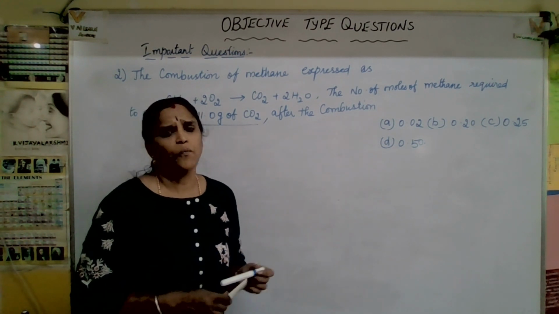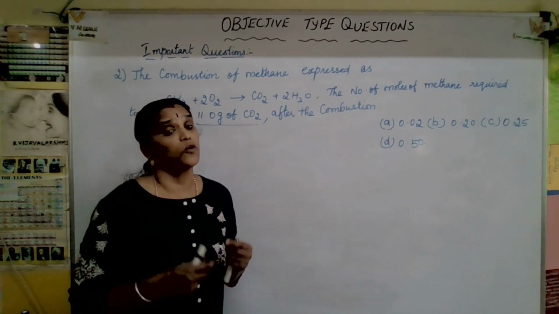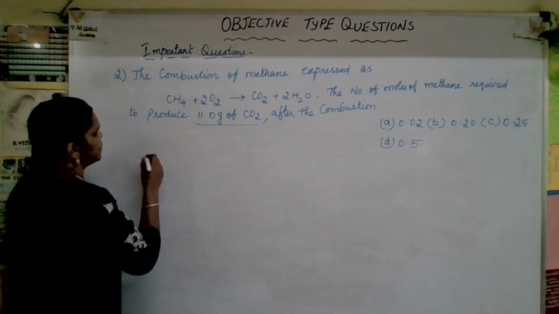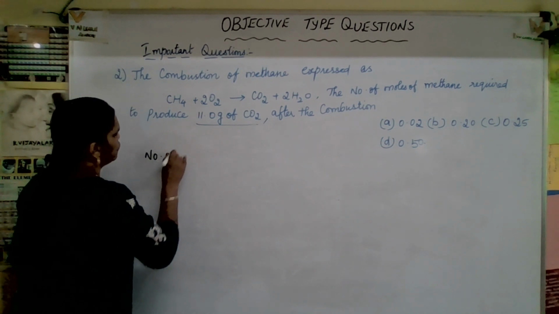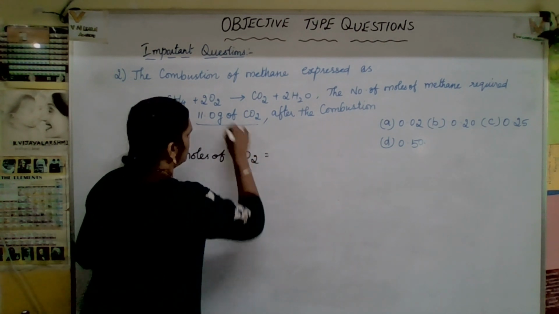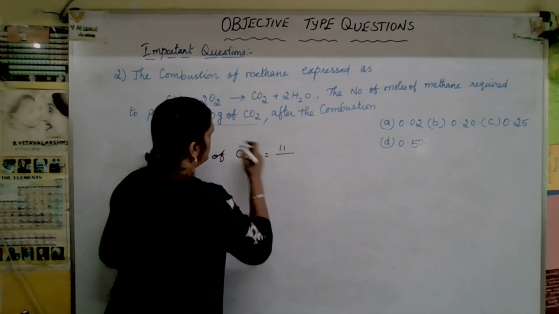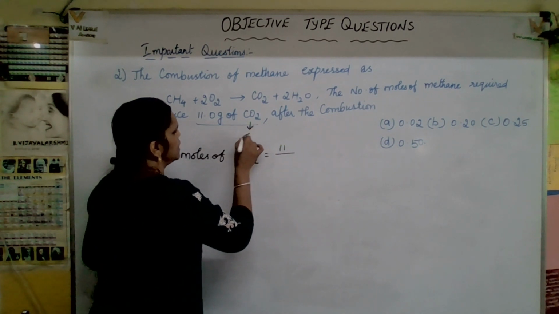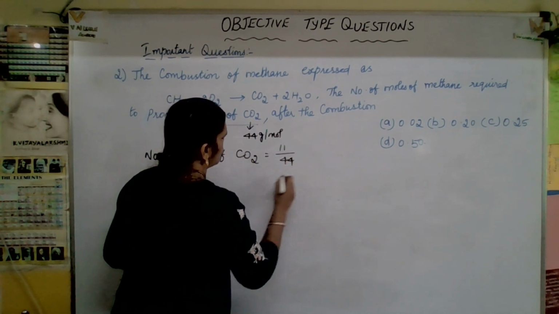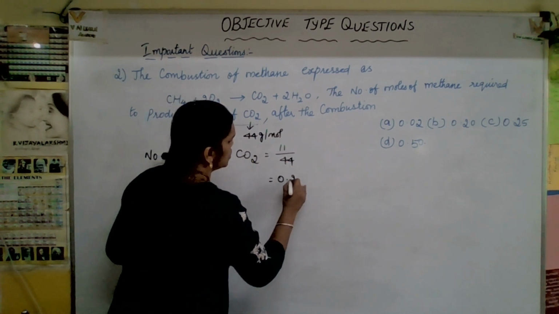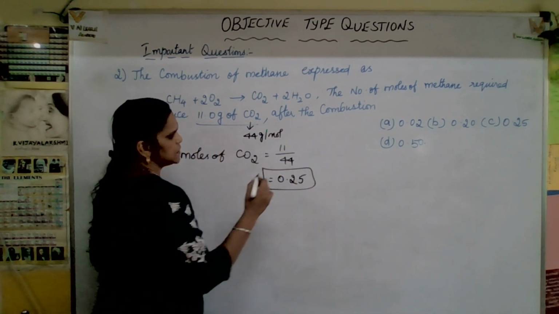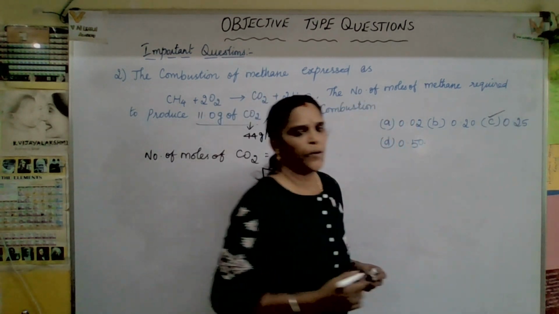See, number of moles, you know the formula. What is it? Number of moles, how to identify? Given mass by molecular mass. That's all. So number of moles of carbon dioxide, given mass already they have given, 11 divided by the molecular mass of carbon dioxide, it's 44 gram per mole. Right? So what is the answer you will get? 0.025. So the option is C.